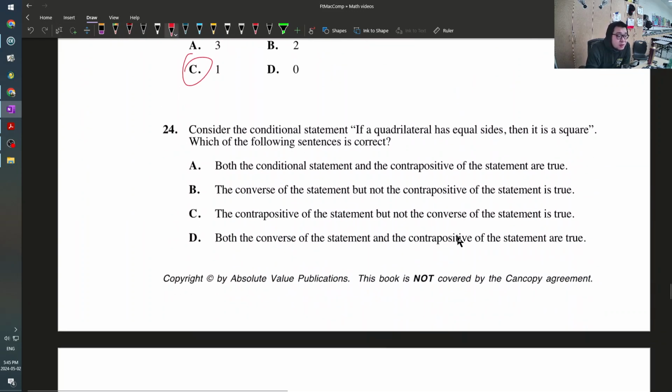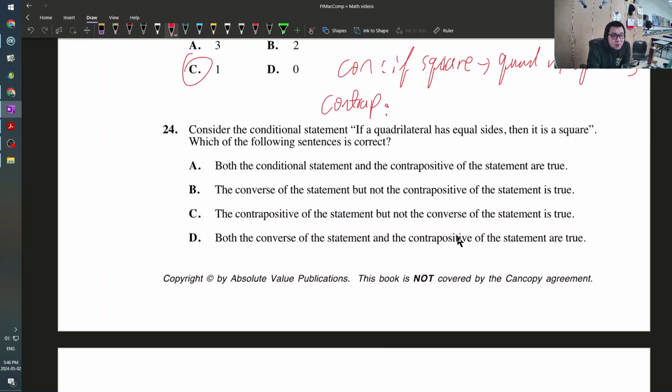Concerning the conditional statement, if the quadrilateral has equal sides, then it is a square. What is the converse? If it is a square, then it is a quadrilateral with equal sides. What is the contrapositive? If it is not a square, then it is not a quadrilateral with equal sides.